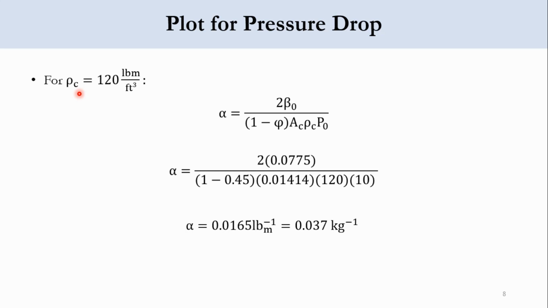For rho of C, if we say that rho of C is 120 pound per cubic feet, to calculate the value of alpha in the system, alpha is equal to 2 beta naught over (1 minus phi) A of C rho of C P naught. Beta naught is 0.0775, 1 minus 0.45, A of C is 0.01414, rho of C is 120, and P naught is 10. So accordingly, alpha comes out to be 0.0165 per pound, or per kg, that value is 0.037 in the system.